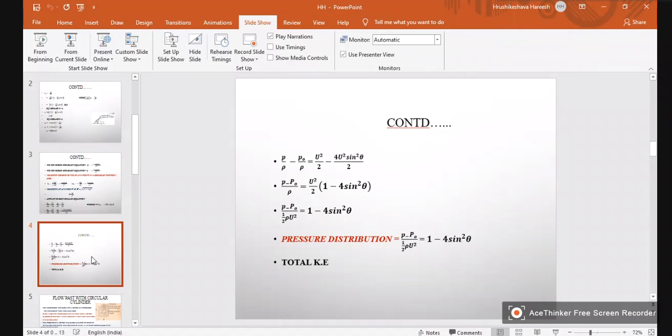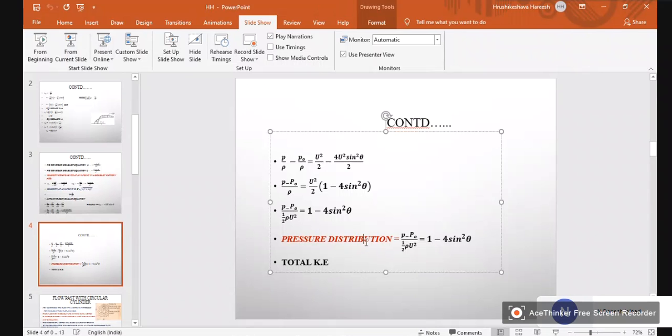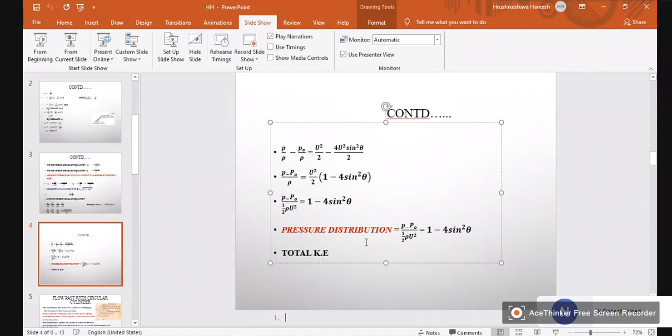Go ahead. P by rho minus p naught, taking both sides to the right side. P by rho minus p naught by rho is equal to u square by 2 minus 4u square sin square theta by 2, sir. P minus p naught by rho is equal to u square by 2 times 1 minus 4 sin square theta. We are taking half into the right side. P minus p naught by half rho u square is equal to 1 minus 4 sin square theta. That is the pressure distribution, sir.